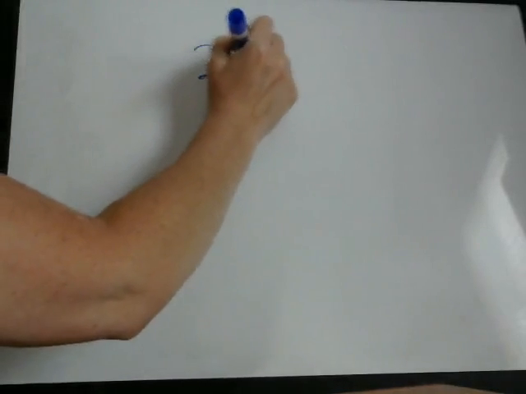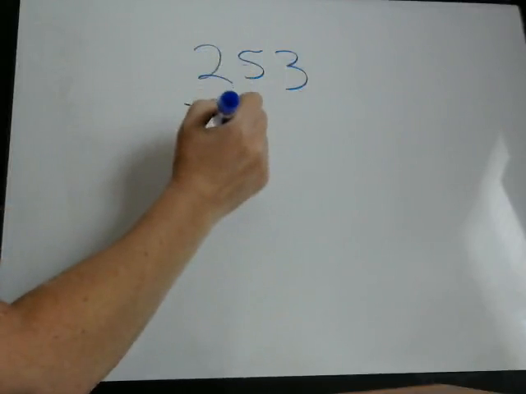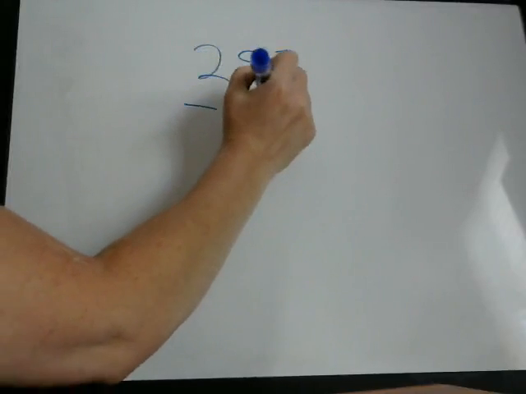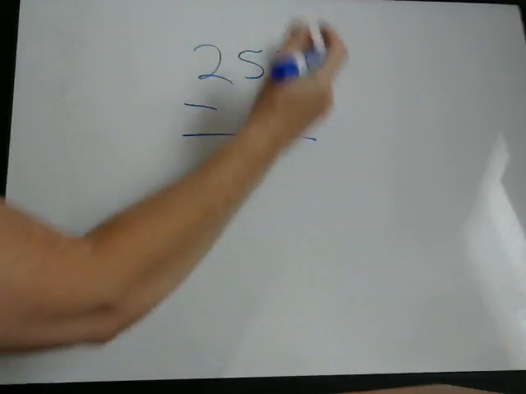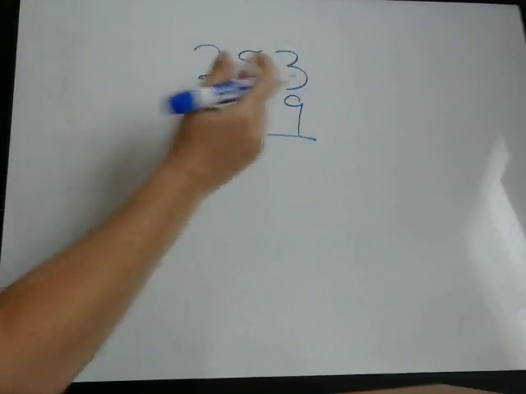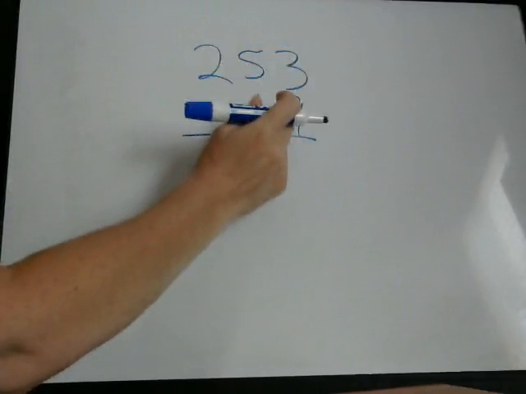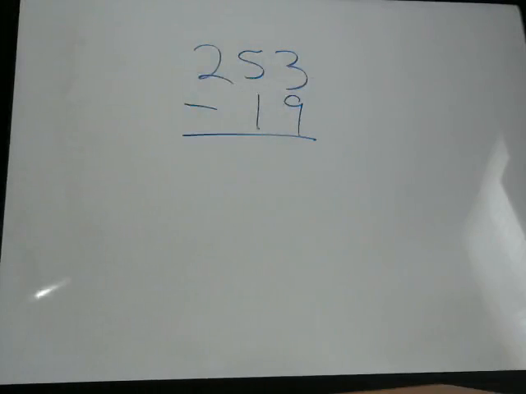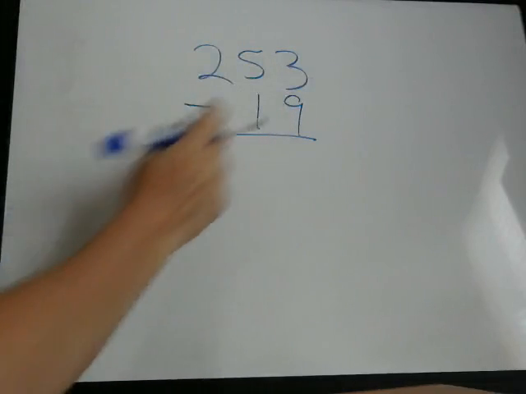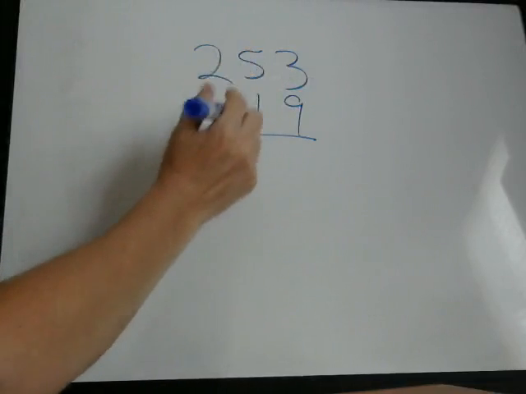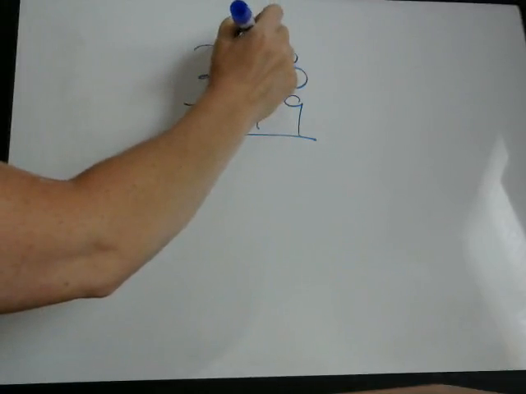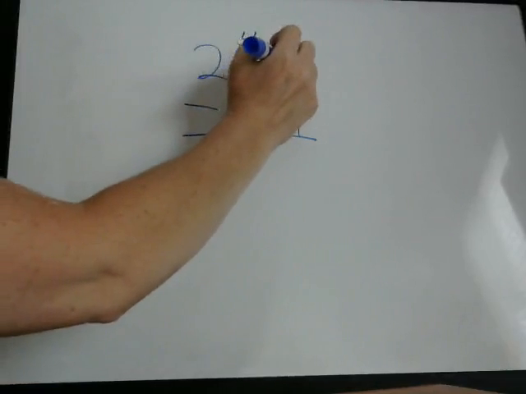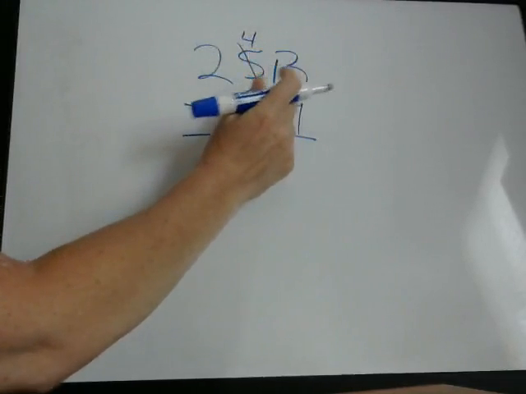Similarly, if we had 253 minus 19, again, we line them up so that the right-hand side are lined up, the 3 and the 9, then the 5 and the 1. 3 minus 9, well, 9 is larger than 3, so we theoretically can't do that. So we borrow 1 from the 5. So 5 minus 1 is 4, so we're left with 4 here, and we're going to give that 1 to this number and write it as a 13.